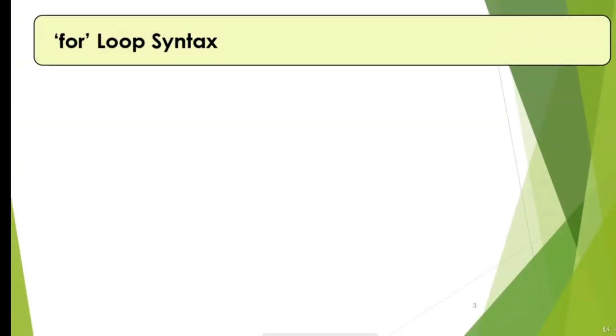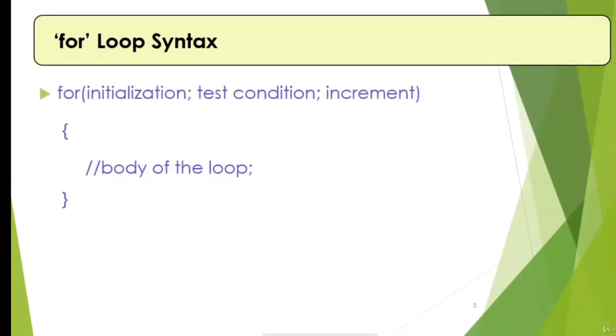Let's discuss the syntax of for loop. For is the keyword. Make sure that everything is in small. In circular brackets, write the initialization, which is the first component, then semicolon, then write the test condition, which is the second component, again semicolon, and then you can use either increment or a decrement as a third component. Then in curly braces, you have to write the code of body of the loop.